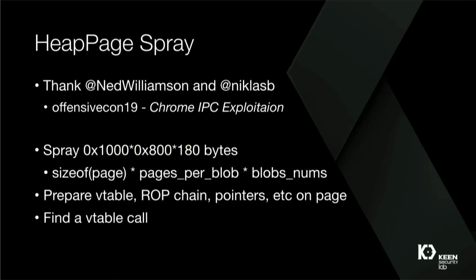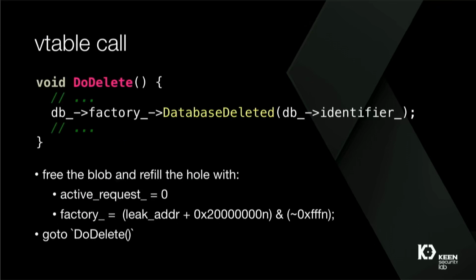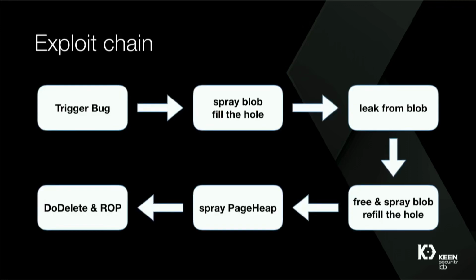The following step is almost copied from Ned and Nicholas B's exploit. So thank them again, and I will skip this part quickly. There is a virtual call in doDelete, and we can easily control the virtual table. The exploit chain is shown in this diagram. First, we trigger the bug to release the IndexedDB database. Later, we spray blobs to fill the hole. After that, we call delete database and leak the heap pointer from the blob. And next, we free the leaked blob and refill the hole with new content. Then we spray many page heaps, which include our ROP chain. And finally, we trigger the virtual function call and start ROP.